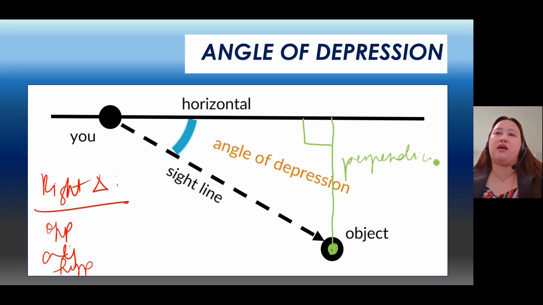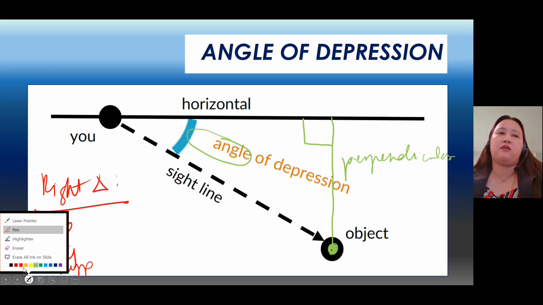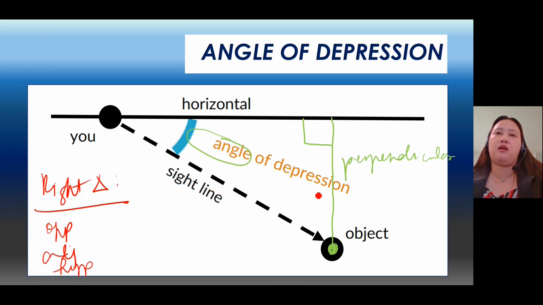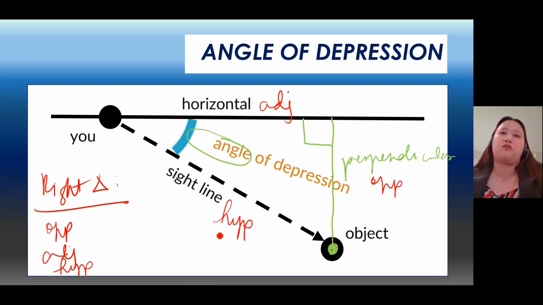Now let us label this. If our angle of depression is here, which is our theta, then the opposite side in the right triangle is the perpendicular, the same as in the angle of elevation. The side beside the angle of depression is the horizontal, so this will be the adjacent. The longest side, which is opposite the 90-degree angle, is the hypotenuse. So that's it.